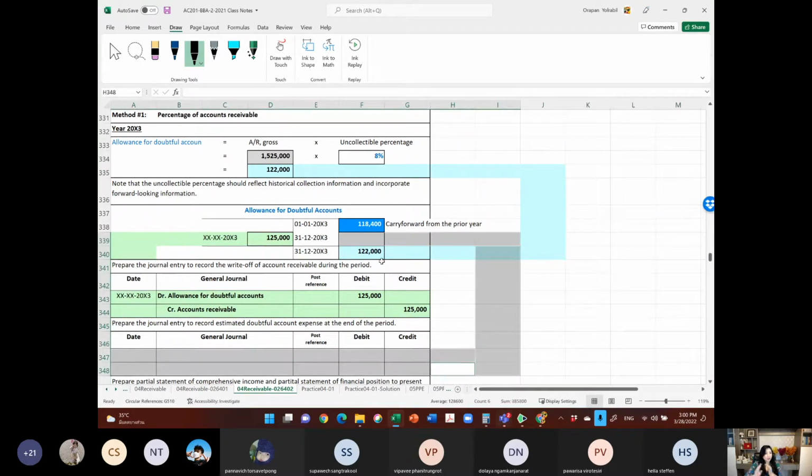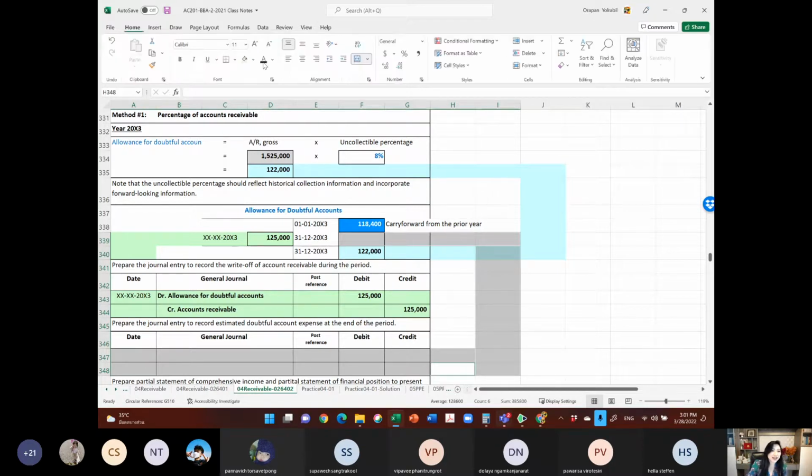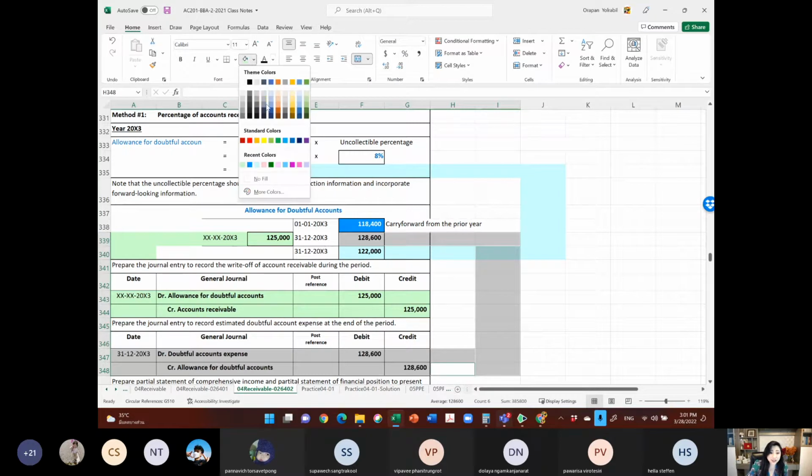So it's not going to be only 122, right? Because you have to compensate for that negative balance as well. So altogether, what is the net increase, Ka, altogether? So it's going to be 128,600, right? So what is this number, Ka?